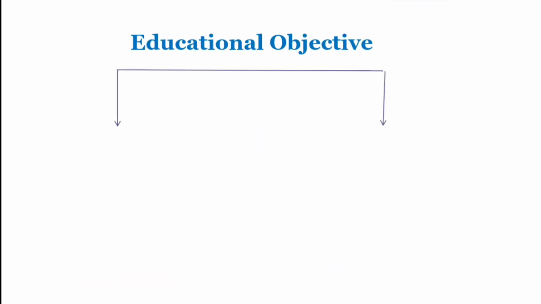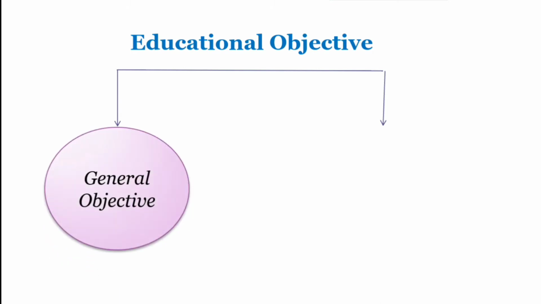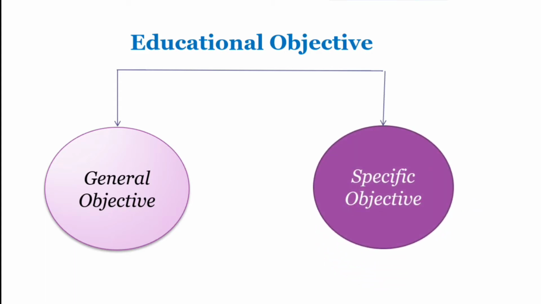Now, what is educational objective? Educational objectives are basically divided into two parts. One is general objective and second is specific objective. General objective is related with all subjects or a particular whole subject, and specific objective is related with one particular topic. If I am talking about the social science subject, then that will be your general objective. We are talking about all the lessons. Second is specific objective. If I am talking about only the solar system, then I am talking about some specific topic.